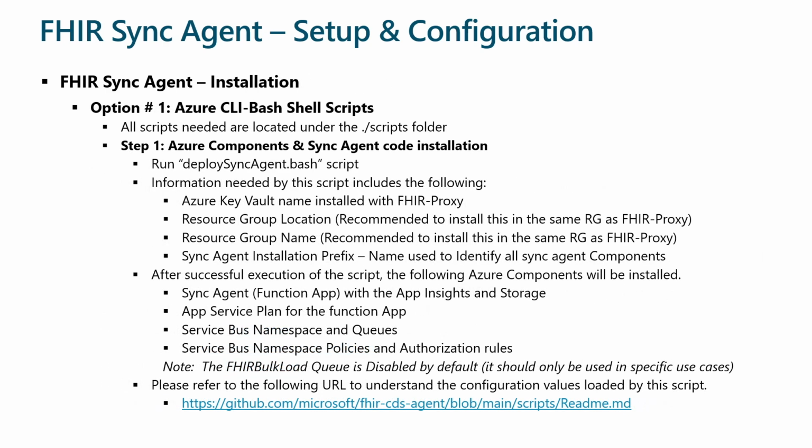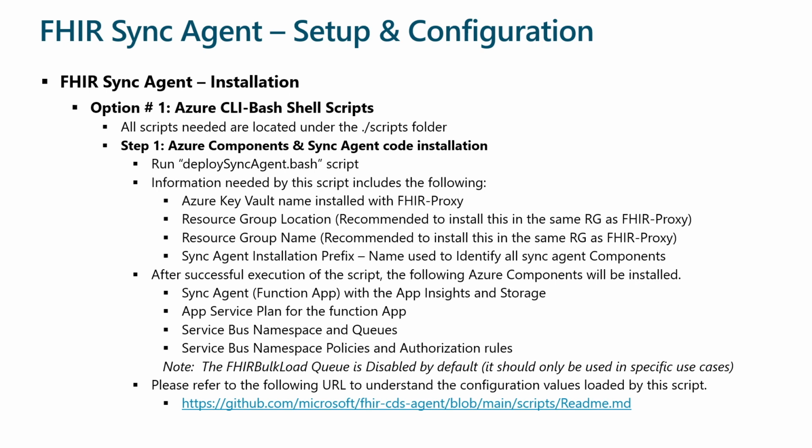Let's go into the details of the FHIR Sync Agent installation. Once you receive the latest installation files, upload them into your Azure environment, log into the CLI and navigate to the scripts folder. Once you navigate to that folder, run the deployment sync agent bash script. This script needs the key vault name that is installed with FHIR proxy, the resource group location, resource group name, and sync agent prefix.